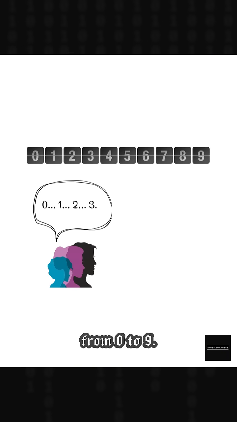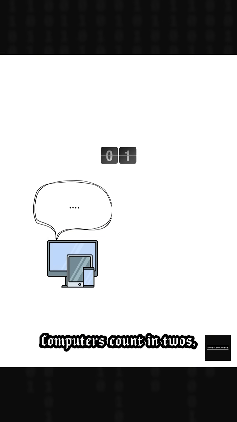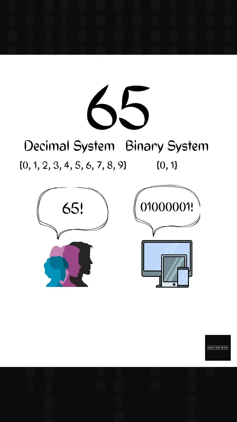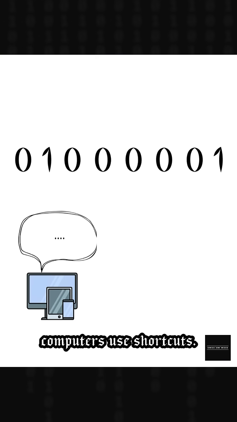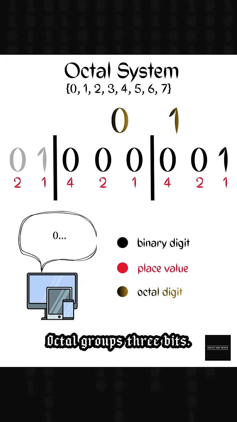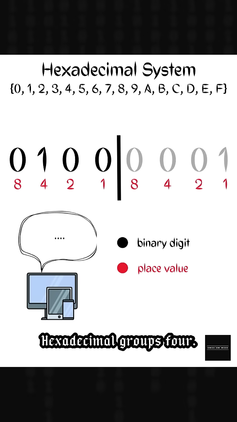Humans count in tens from 0 to 9. Computers count in 2, 0, or 1. Different system, same value. To read many bits faster, computers use shortcuts. Octal groups 3 bits. Hexadecimal groups 4.